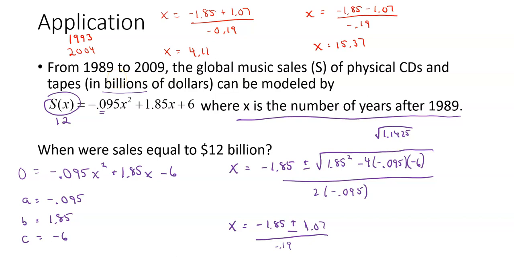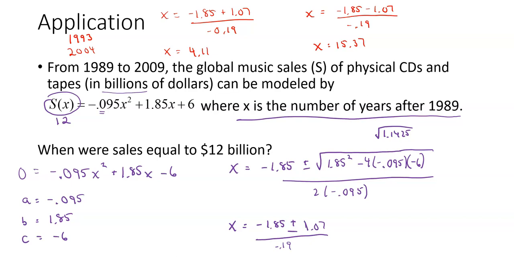Well, let's think about how CD and tape sales went. For a while, they were increasing. Starting in 1989, increasing. I'll bet you at some point, digital music started taking over, and those sales started decreasing. And so by 2004, they were starting to decrease again.